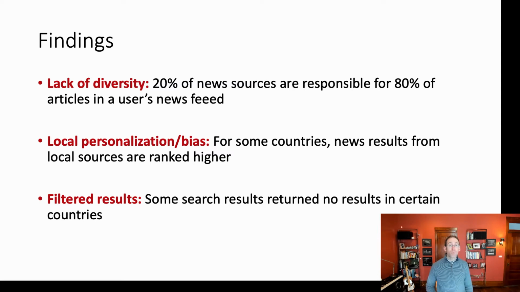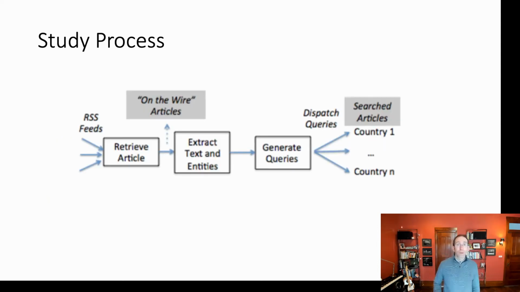For some countries, we saw news results from local sources ranked higher than other sources, although that phenomenon varied depending on the country that the user was in. And we also saw cases where some search results returned news stories in some countries, but in other countries returned no results whatsoever. Here's a brief overview of the study process.